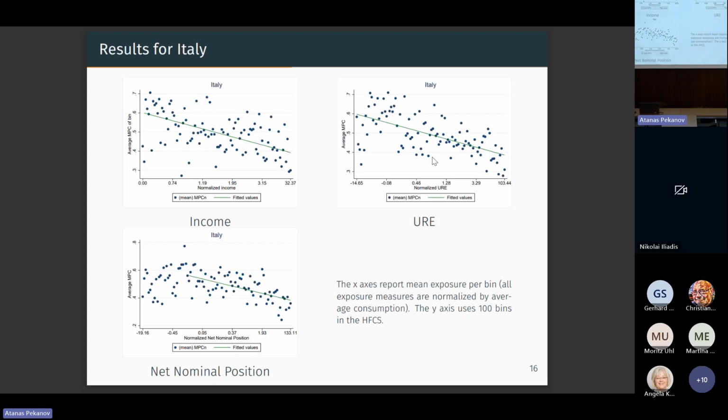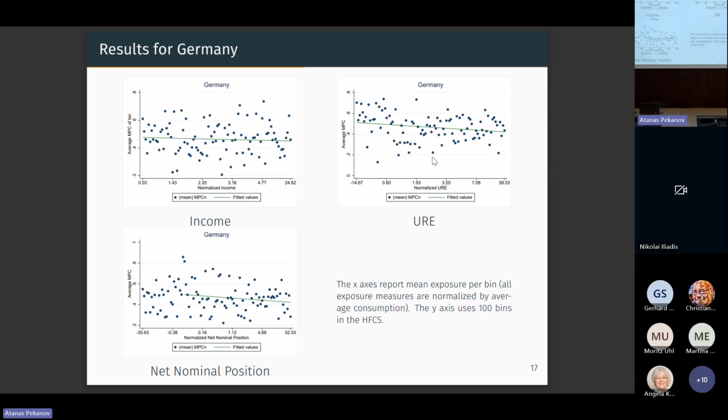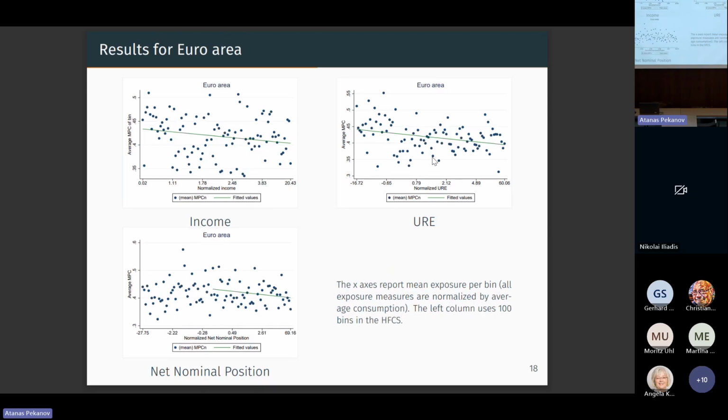So Italy, clear negative relationship. Going to Germany, much flatter relationship. Here you can see that for some of the exposures, we obtain the negative relationship, but for example, on income, it's relatively flat. My main goal is to estimate this at the euro area level. So in the euro area, when I get all the households, they are weighted, so they are representative of their weight in the household distribution in the given country and also in the euro area. Basically, this is how these three relationships look. All of them are negative. I'll show you in a second what that means quantitatively.